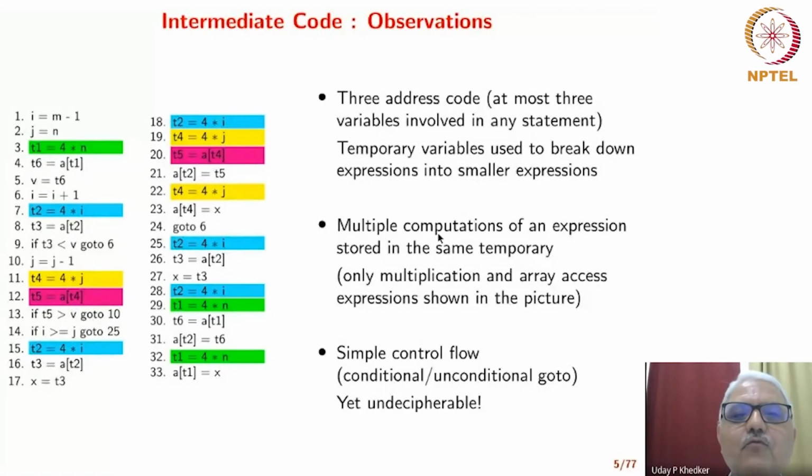This is different from what Aho, Sethi and Ullman's book says. This is a different philosophy that I'm using. It makes it easier for us to identify an expression simply by its temporary variable. Okay, so we have very simple control flow, and yet it's difficult to understand.